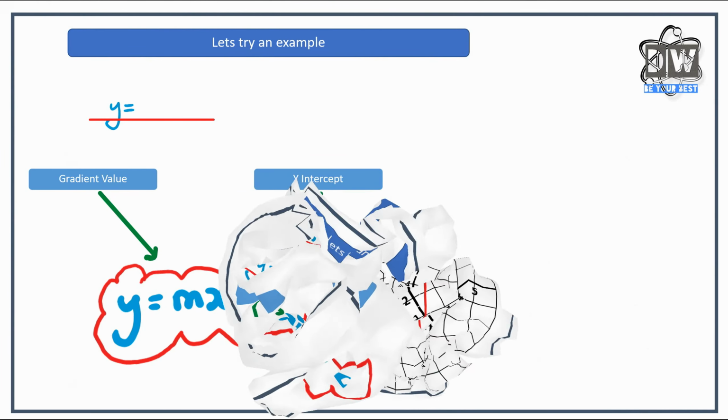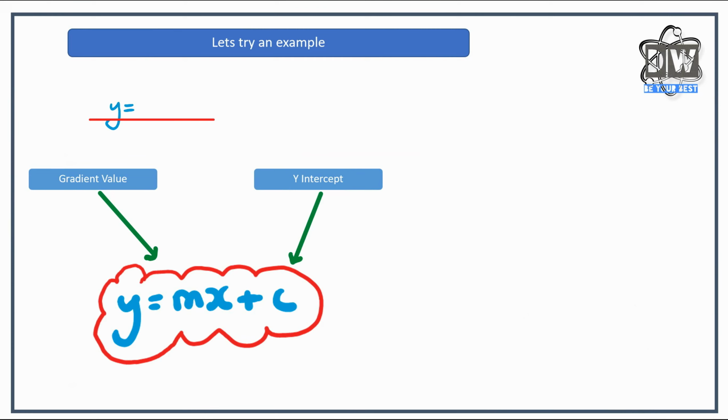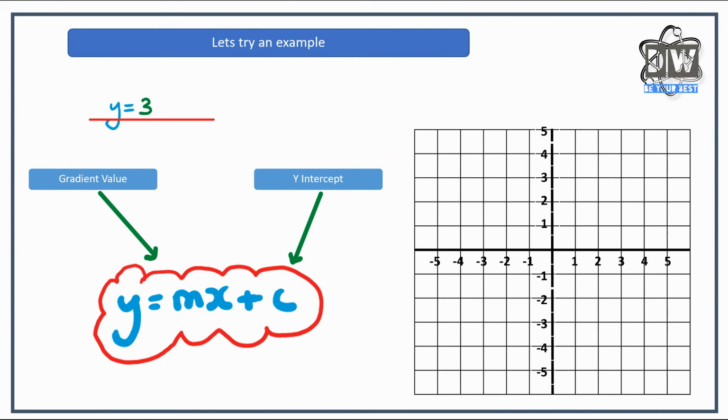On these particular straight line graphs we're going to do, we won't have a gradient value. Our value is just 3. So let's have a think about that. That means that the line is going to cut through the y axis at 3, and it's going to have no gradient value. What that means is no matter what my x value is, my y value will always be 3.